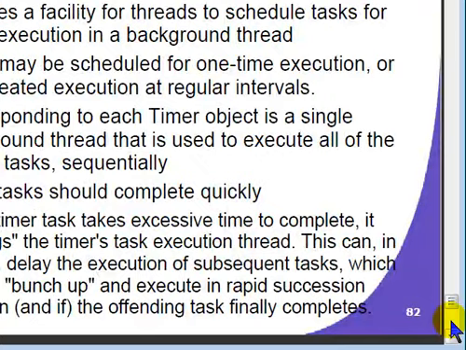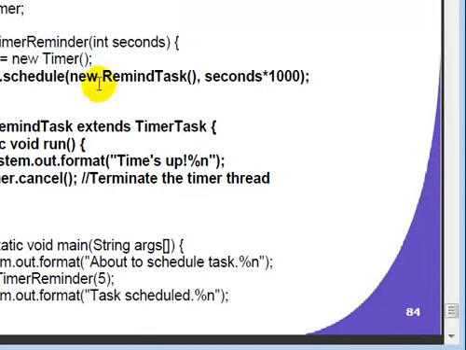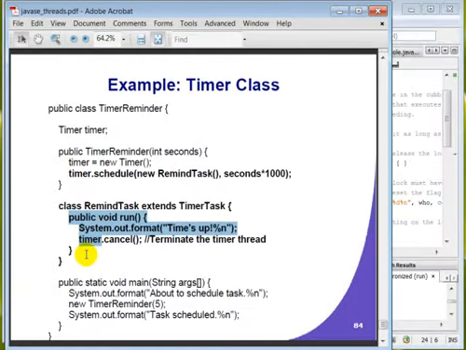This is a relatively straightforward concept, so I'm going to just look into the code. So we are basically scheduling a new remind task in terms of 1,000 seconds. Okay, and this is a task that will be performed.